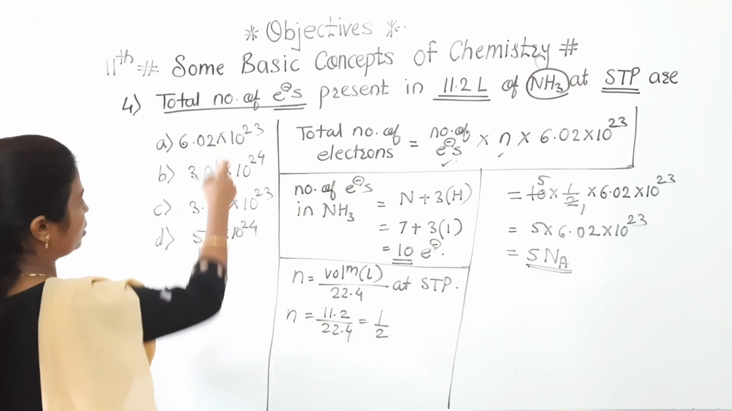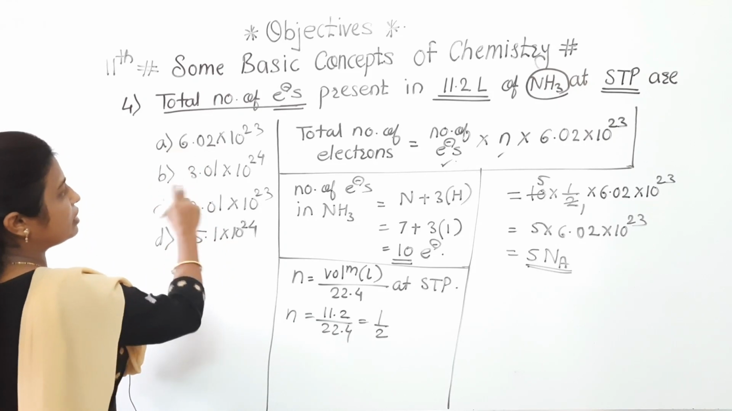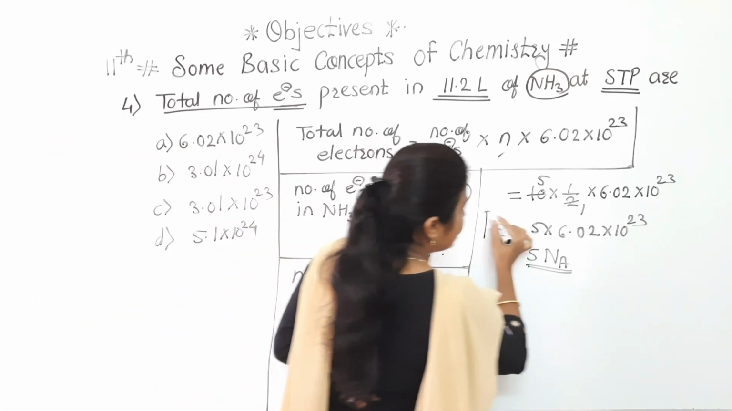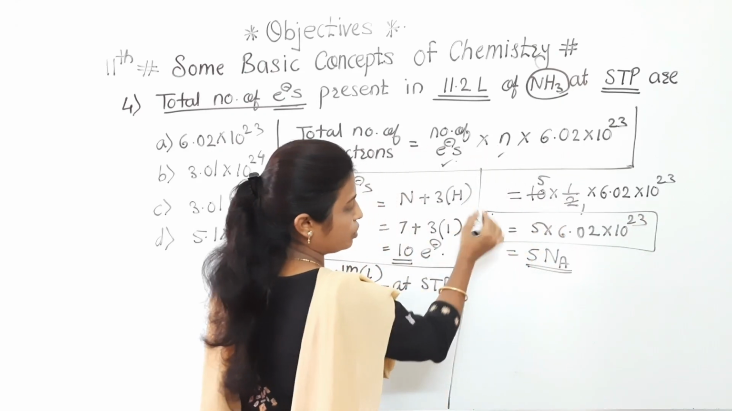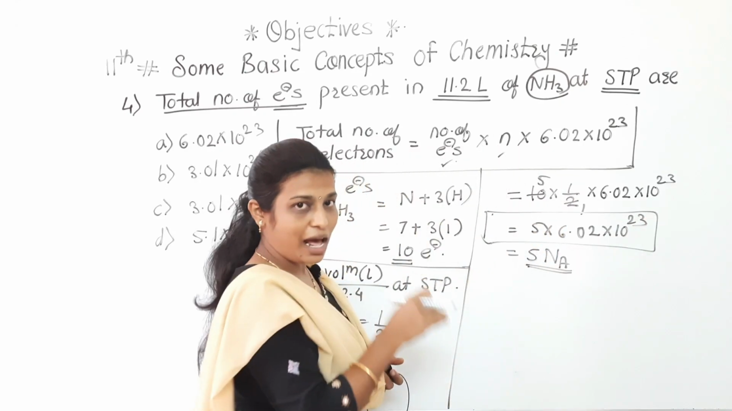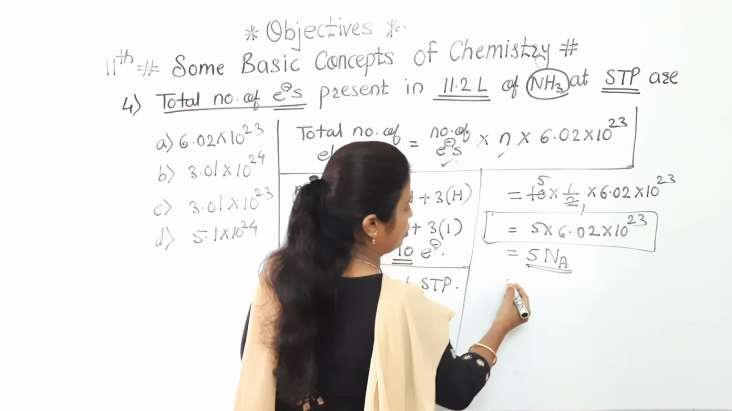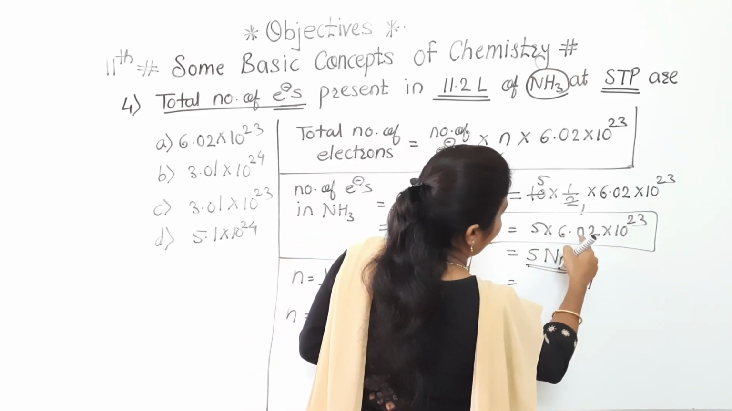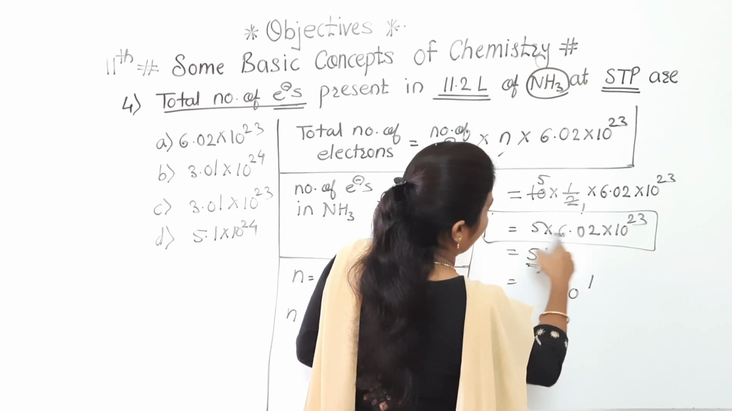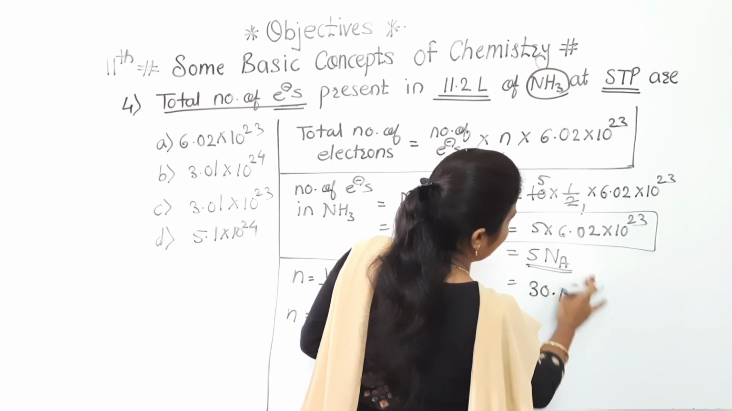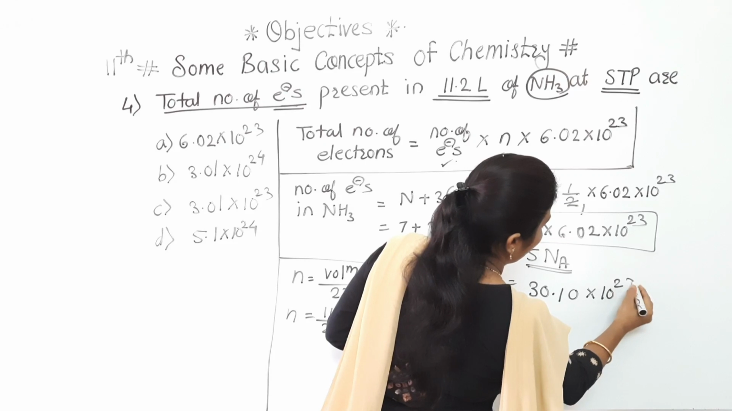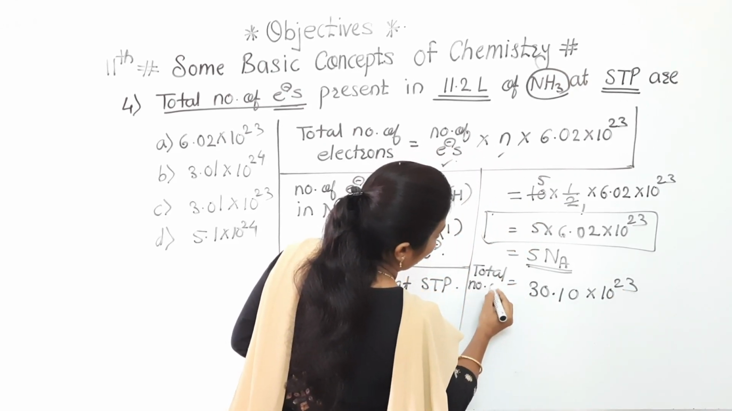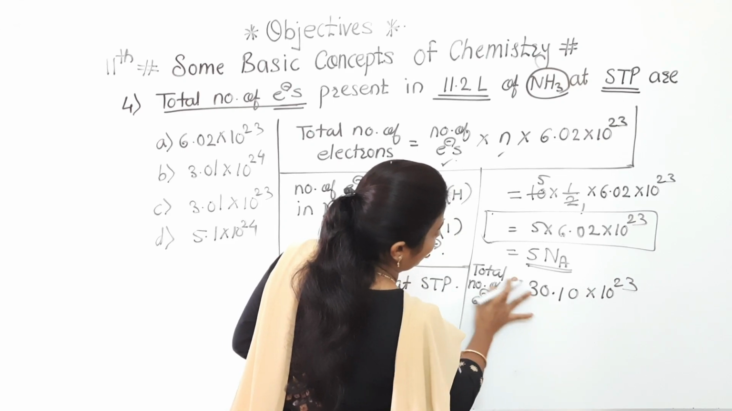Now we can observe our objective here. They have given the value directly into 10 raised to power. So by using this step we can find the answer. Sometimes they will ask, that's why I have given an idea about this also. So simply if we calculate it, 5 2s are 10, 1 will come here, 5 6s are 30, into 10 raised to 23. So this is the answer for the total number of electrons.